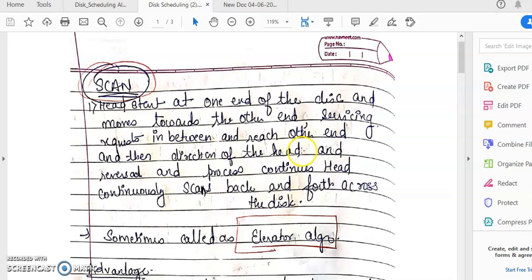Just try to find out the disadvantages in your mind now. Then the direction of the head is reversed when you reach the end part, and the process continues. The head continuously scans back and forth across the disk. It is also called the elevator algorithm. Now why is it called the elevator algorithm?